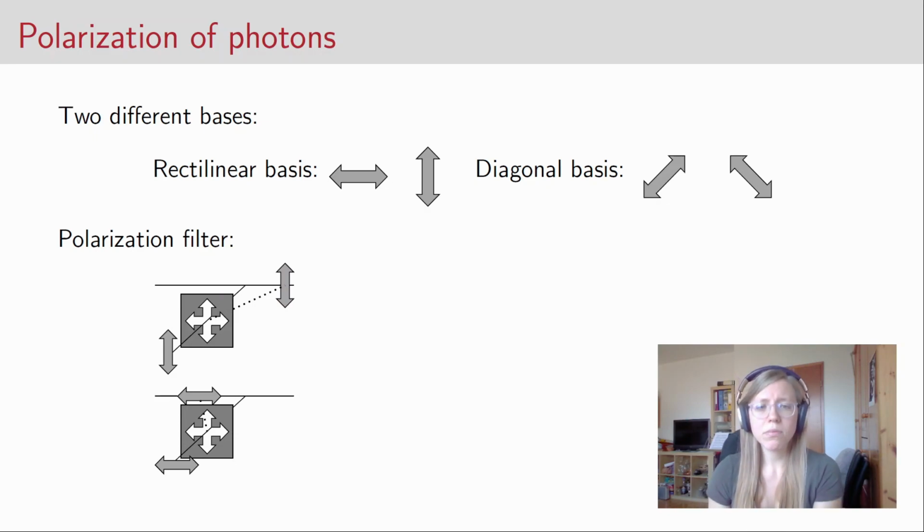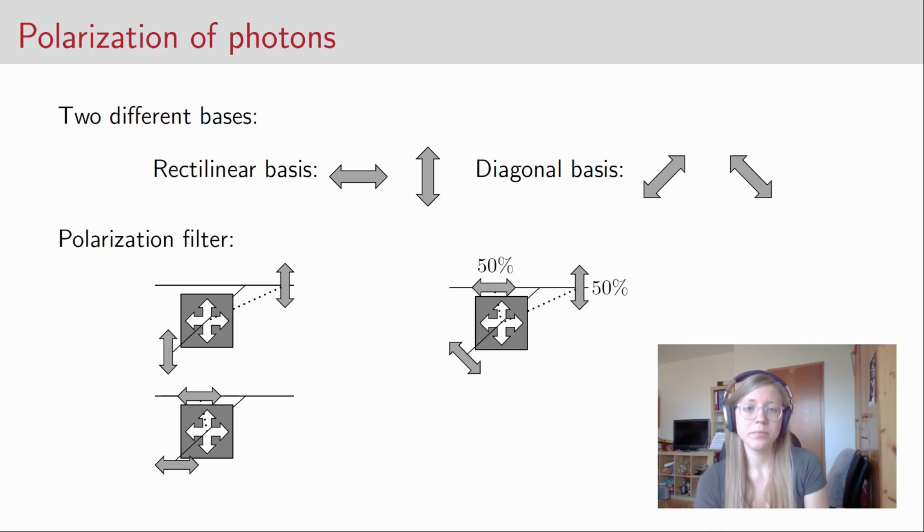Okay, but what happens when a photon that is encoded in the diagonal basis passes through a polarization filter, which is intended to distinguish photons in the rectilinear basis? Then the following happens. The state of the photon is changed. The polarization of the photon is changed either to a horizontally polarized state or a vertically polarized state. And this appears completely random. So with equal probability, we have a horizontally polarized or a vertically polarized state in the end.